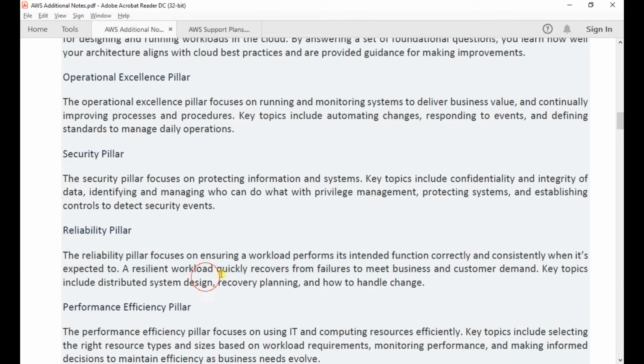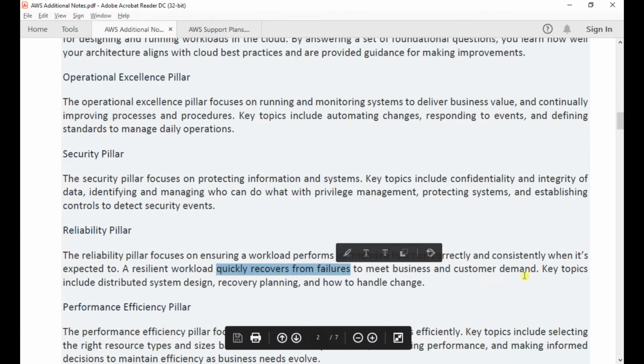A resilient workload quickly recovers from failures. Recovering from failures is nothing but incident management. Okay, that is the main focus of this one. Quickly recovering is the business objective, to meet business and customer demand. Key topics include distributed design, recovery planning, and how to handle change. So please understand, this reliability pillar is also well architected.